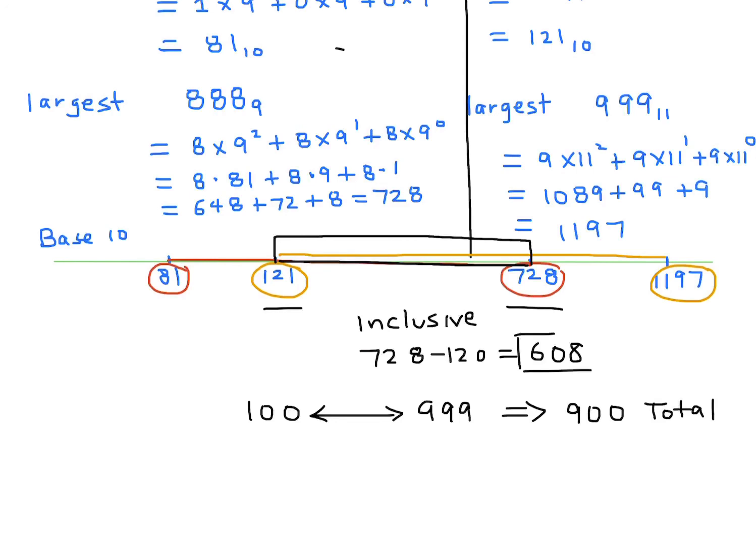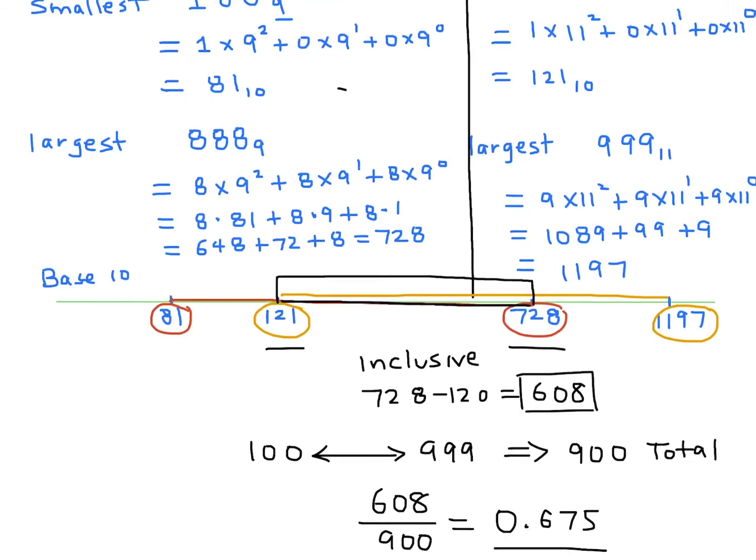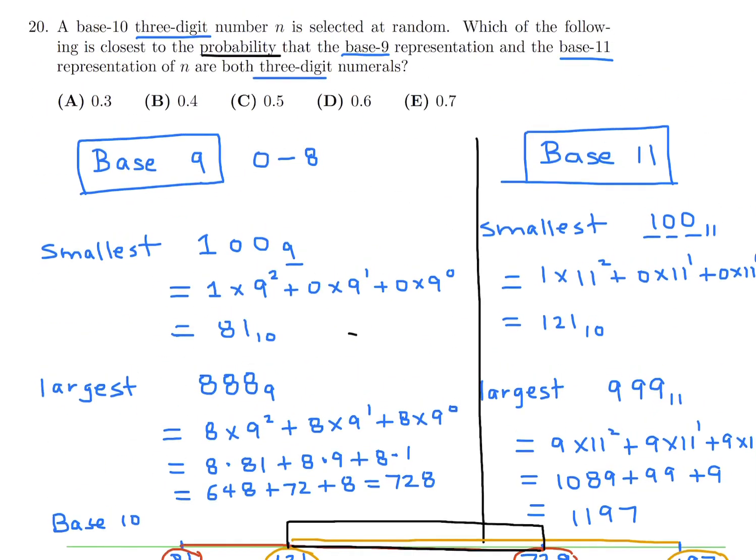number, and this is the number that we are most interested in, because these are the numbers that give you 3-digit numbers in base 9 and 3-digit numbers in base 11. So the probability would be 608 over 900, and this is equal to 0.675. So let's see. That would be closest to 0.675 is closest to E, 0.7. So number 20, the answer is E.